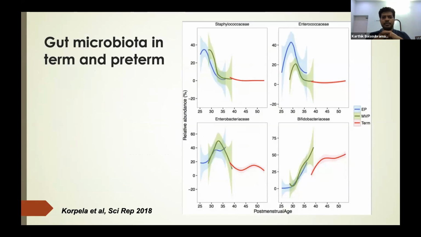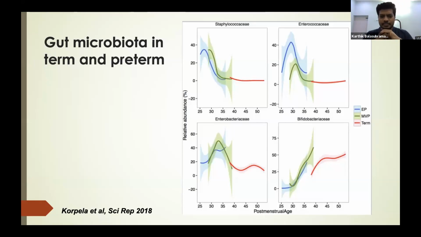This is a very beautiful depiction of the gut microbiota in term babies and preterm babies. For understanding, the first box is for the staphylococcus, the second is for the enterococcus, the third is for the enterobacteriaceae, and the fourth is for the bifidobacterium. The red line indicates the gut microbiota in a term baby. The green line and the blue line represent gut microbiota in the preterm babies, extreme preterms and very preterms. The x-axis represents the gestational age. The y-axis represents the percentage of these organisms as measured by relative abundance.